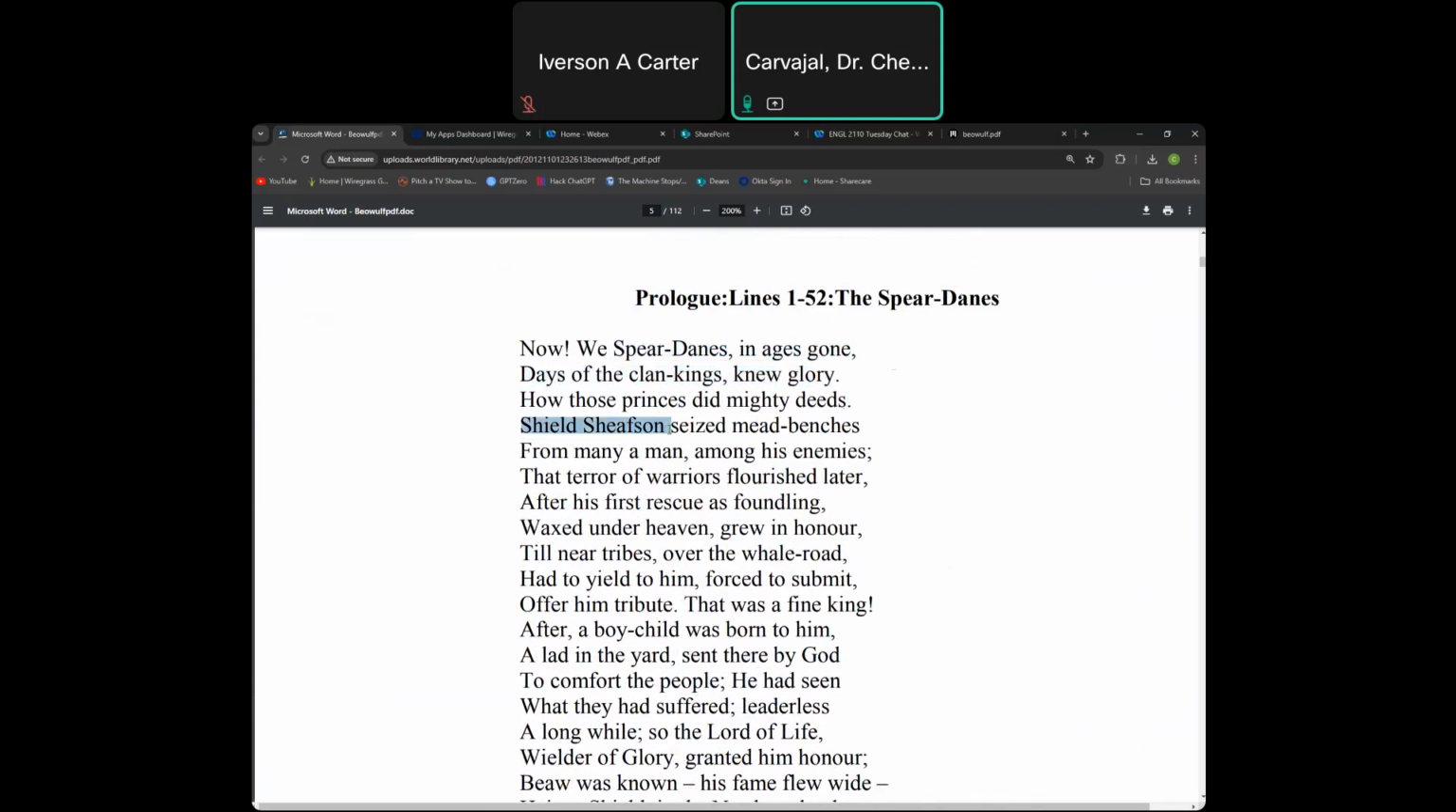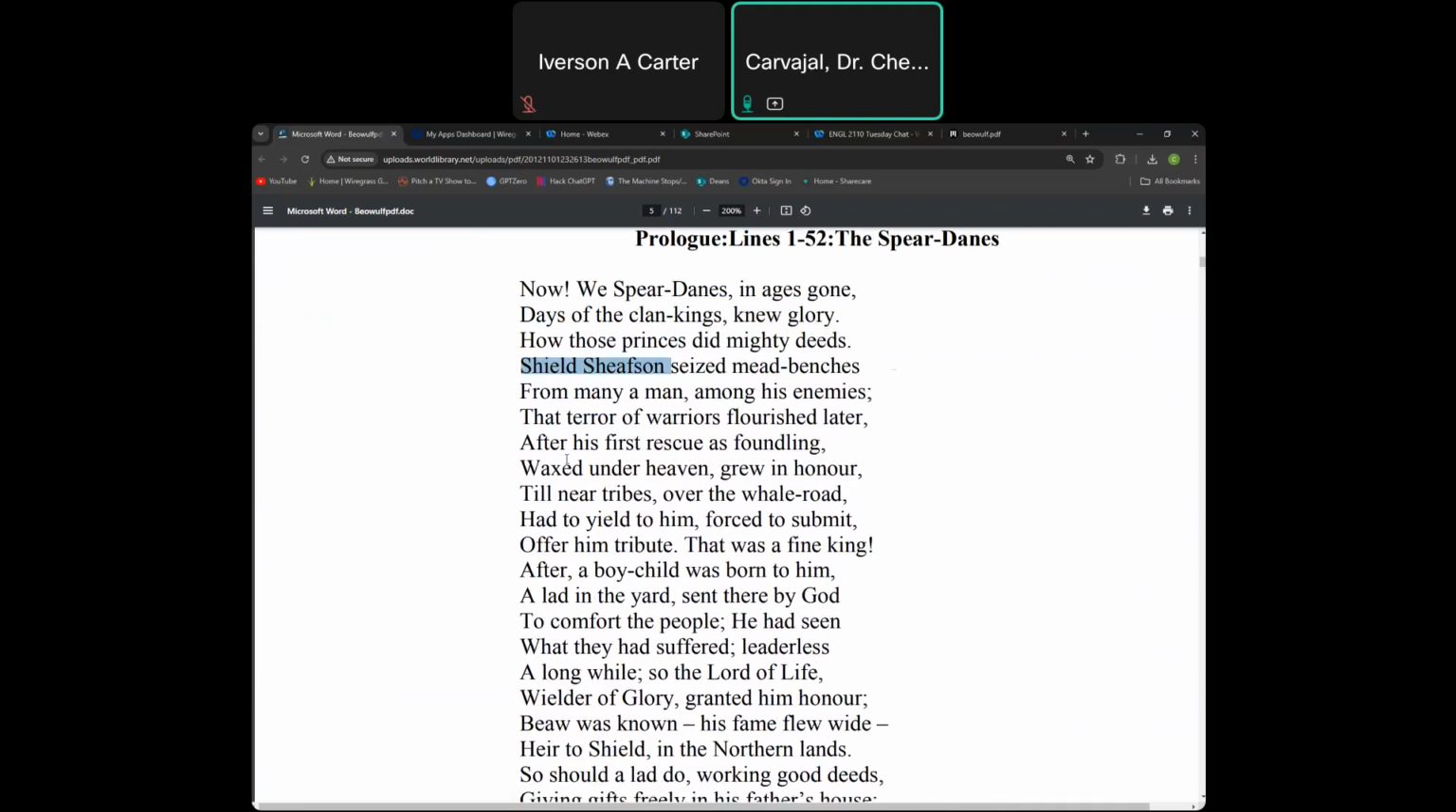hierarchy. It started with Shield Sheafing, or Sceafson, and that just means he's Shield, son of Sheaf. And everybody was delineated by who their father was, kind of like in the Iliad, where it was the son of Peleus and the sons of Atreus. Knowing the lineage was part of knowing who everybody was. It talks about Shield, and he was son of Sheaf.